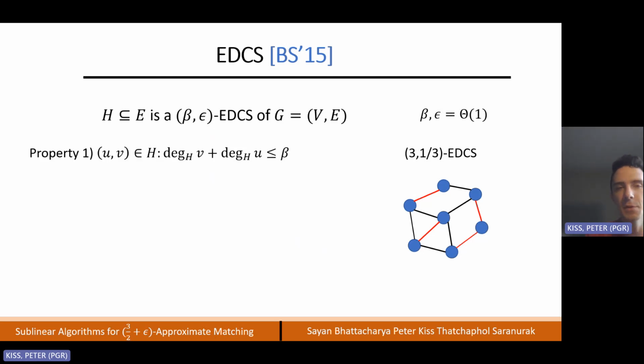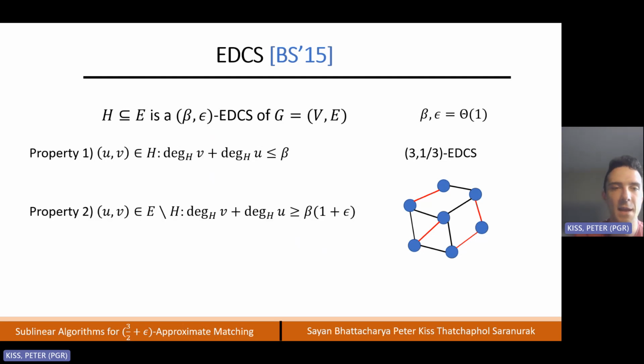There are two properties. Property 1 says that any edge inside of the EDCS should have maximum edge degree beta. By edge degree, we will refer to the sum of the degrees of the two endpoints. So say that edge has edge degree 3, because this is a 3, 1/3 EDCS. And the other property is that any edge outside of the EDCS should have edge degree greater than or equal to beta times 1 minus epsilon. So not 1+ε, 1 minus epsilon. Apologies for that. So in this context, that would be 2, and see that black edge has edge degree at least 2.